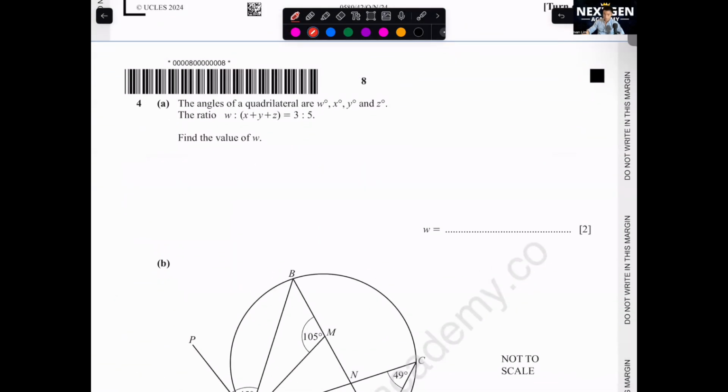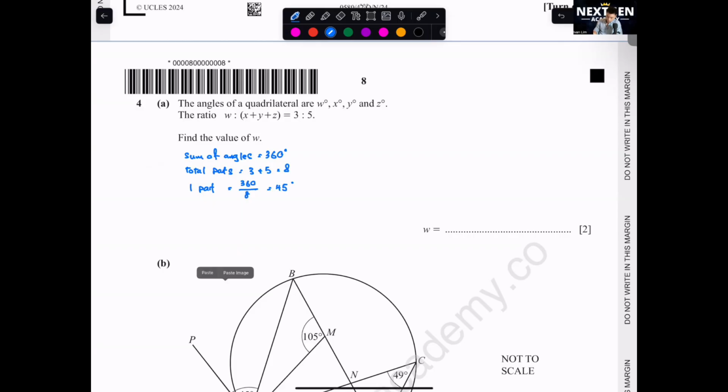Question 4a. The angles of a quadrilateral are W, X, Y, and Z. The ratio W to X, Y, and Z is 3 to 5. Find the value of W. So what is the sum of the angles for a quadrilateral first? We calculate the sum of angles, which is 360 degrees. The total parts of the ratio will be 3 plus 5, which is 8. We calculate what one part is first. One part will be 360 divided by 8, which equals 45 degrees.